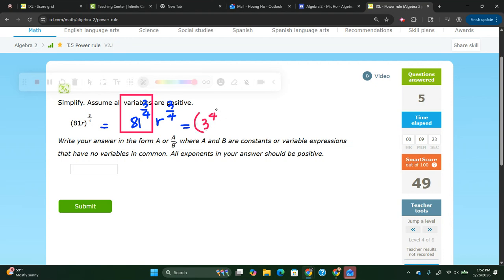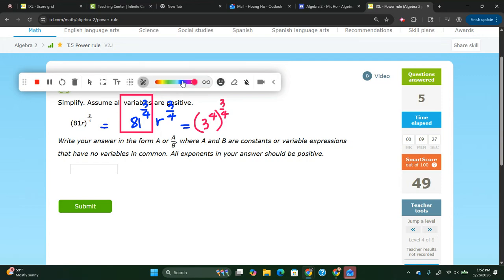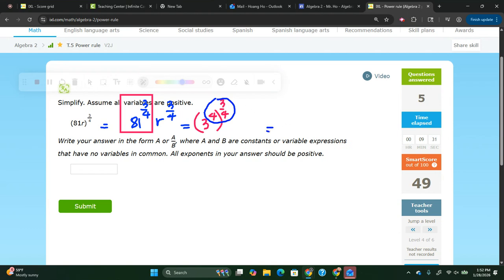Okay, and now you power 3 over 4. So I would multiply the 2 powers together. It comes out 3 power 3. All right, which is 27. Okay, now we take care of the r part. So r power 3 over 4, you cannot simplify further. So r power 3 over 4.